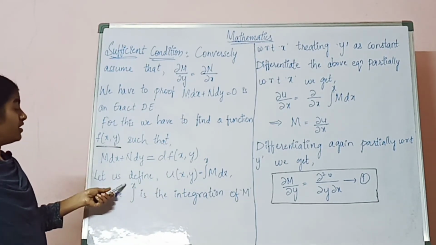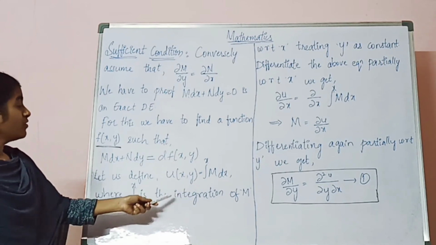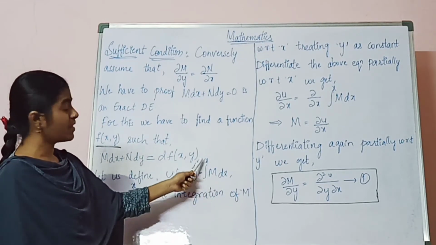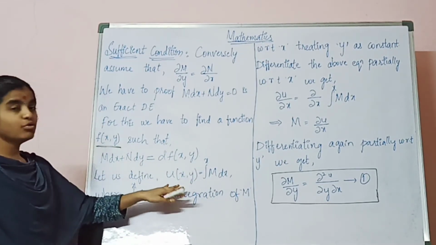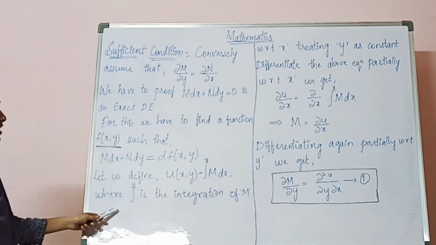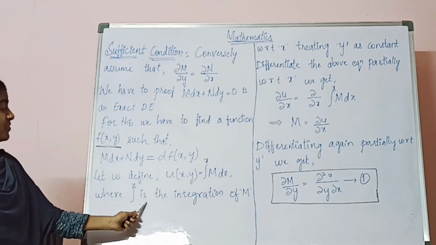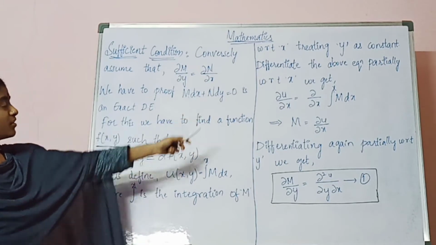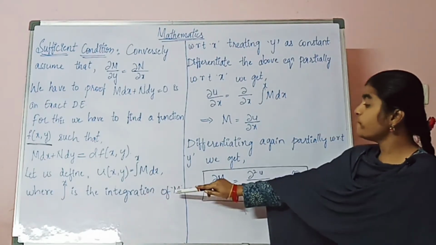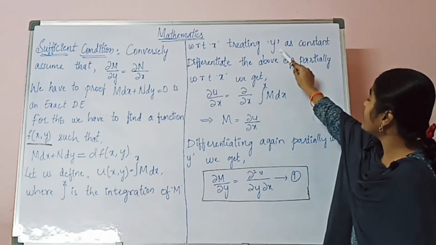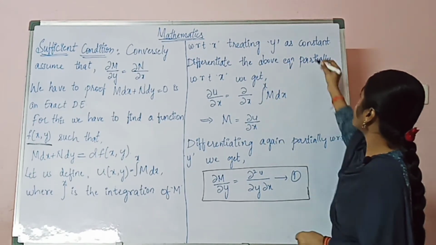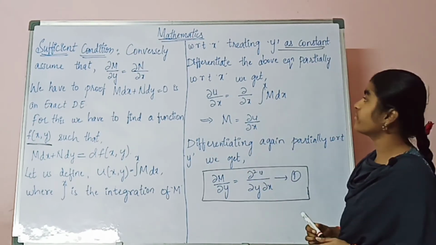Let us define u of x comma y. We are considering u of x comma y equals integral m dx with respect to x, where the integral is the integration of m with respect to x, treating y as constant. We have to take y as constant.